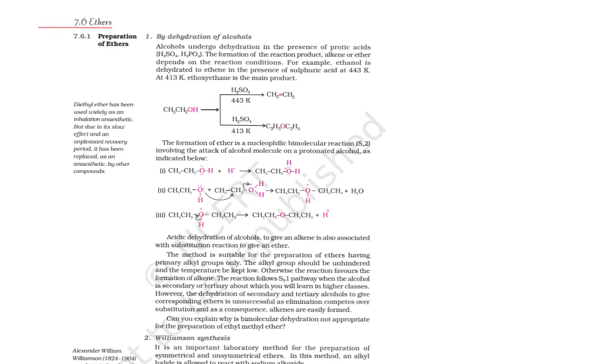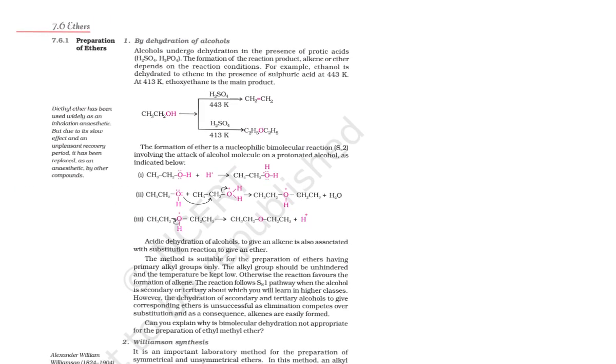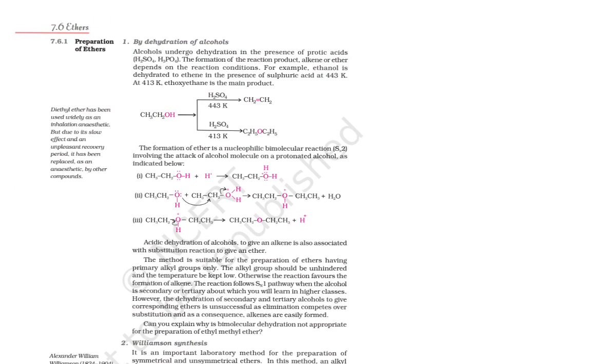Today we are going to discuss ethers. First we start with the preparation of ether. The alcohol undergoes dehydration in the presence of a protic acid. The protic acids are sulfuric acid and phosphoric acid.